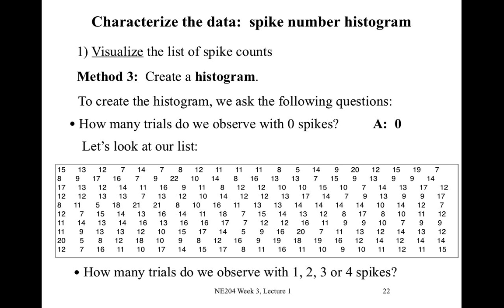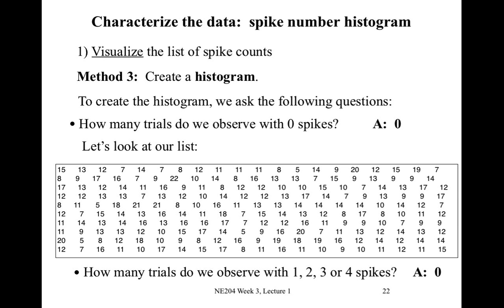And we can ask similar questions. For example, how many trials do we observe with 1 spike, or 2 spikes, or 3 spikes, or 4 spikes? And if we examine this list of numbers, we're looking for the values 1, 2, 3, or 4. And if we stare at this very closely, we'll find that no trials exist in these data that have 0 spikes, 1 spike, 2 spikes, 3 spikes, or 4 spikes. So the answer again is 0.